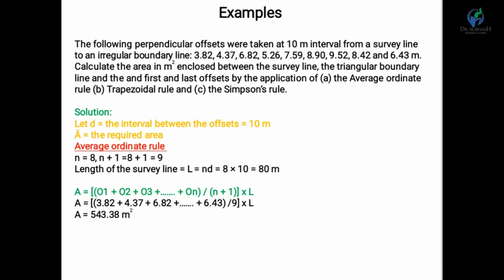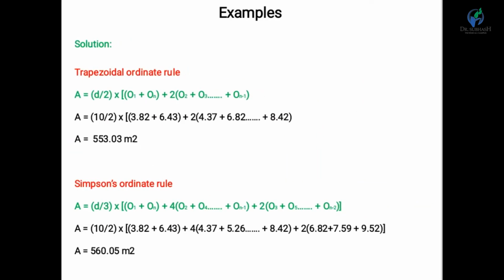Now we put our data into the formula and we can get the answer. Area is equal to 543.38 square meters. Next is the trapezoidal ordinate rule.